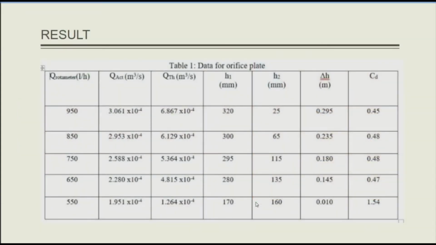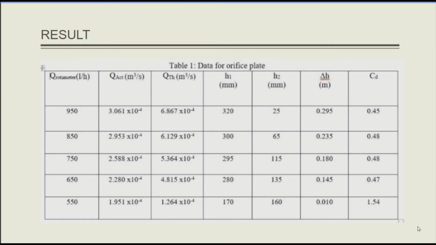Hi, so I will be talking about the data and discussion. So the first table we see is the data for the orifice plate. What is obvious is as the flow rate increases, H1 increases as well, but for H2, the value decreases.